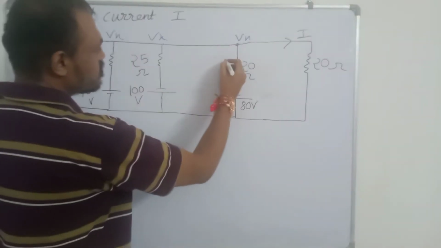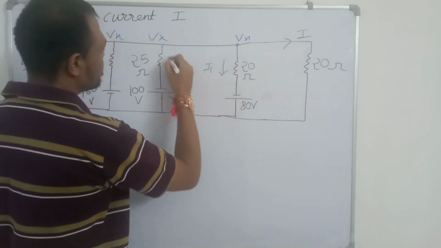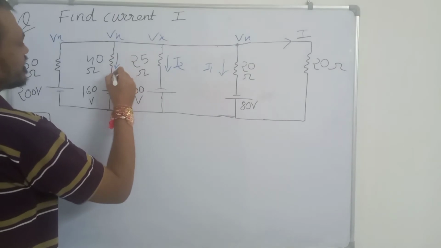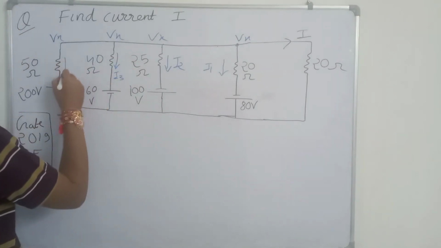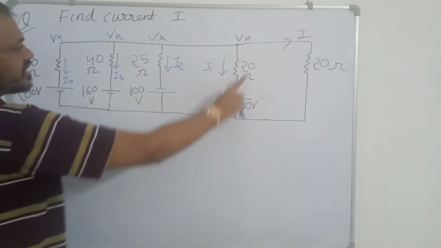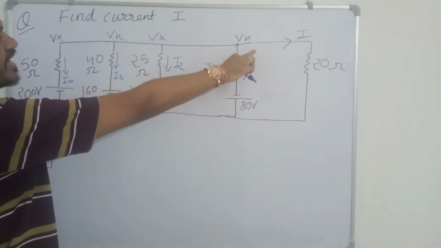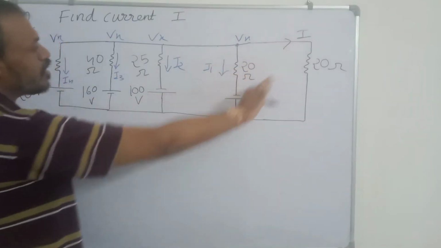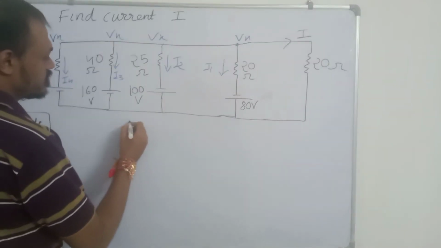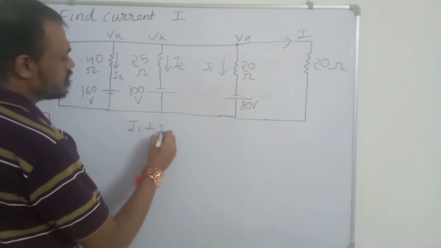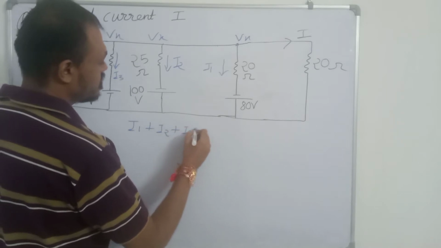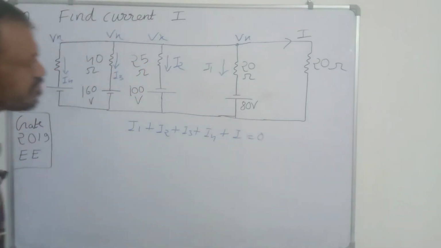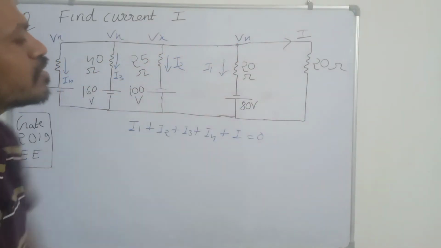Let the current flowing through this 20 ohm resistor be I1. Let the current through this 25 ohm resistor be I2, through this 40 ohm resistor be I3, and through this 50 ohm resistor be I4. So these currents I1 and I2 are all outgoing currents from this branch, and this is also the outgoing current. So I1 plus I2 plus I3 plus I4 plus I is equal to 0, because these are all outgoing currents and this is also an outgoing current.